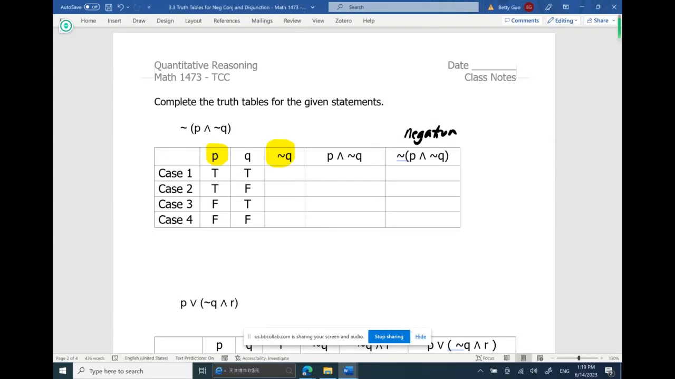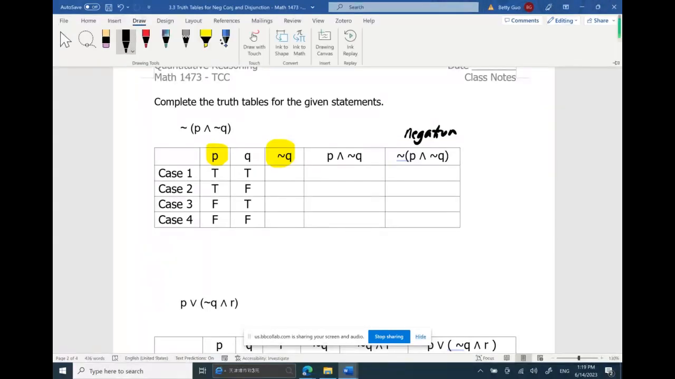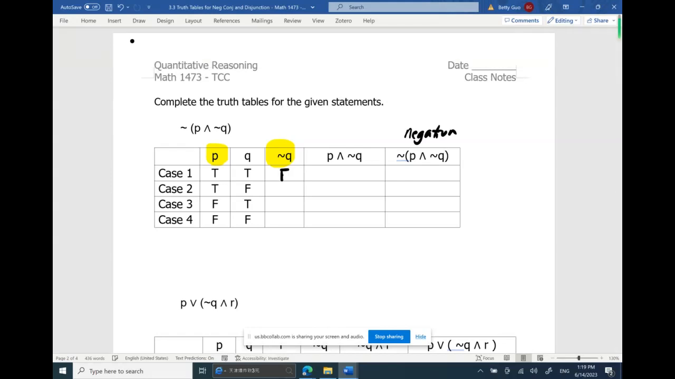All right, so let's see what the truth value for not Q is. Q is in front of not Q, right? Not Q and Q should have opposite truth values. When Q is true, not Q is false. When Q is false, not Q is true. When Q is true, not Q is false. When Q is false, not Q is true.